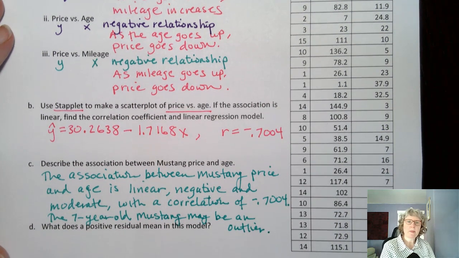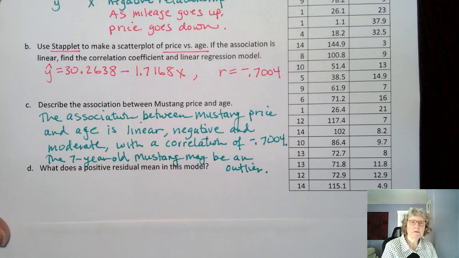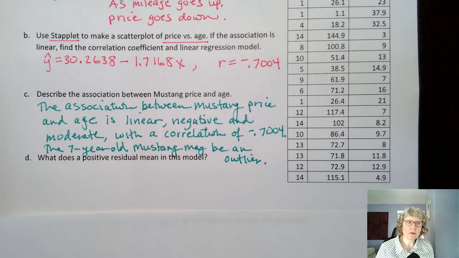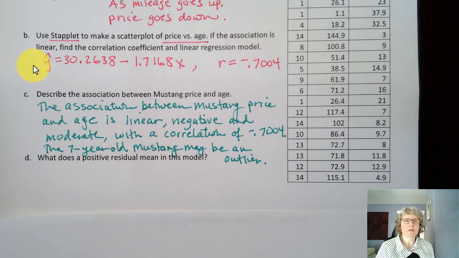Okay. Great. A couple more questions. What does a positive residual mean in this model? Let's go back to the residual plot. Remember, positive means that our line is under. So all the dots above have positive residuals. That means our model underestimates the price for those cars.